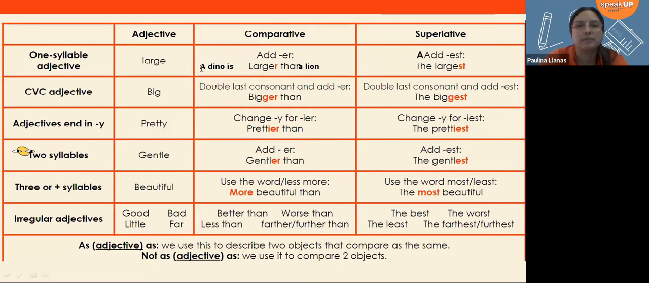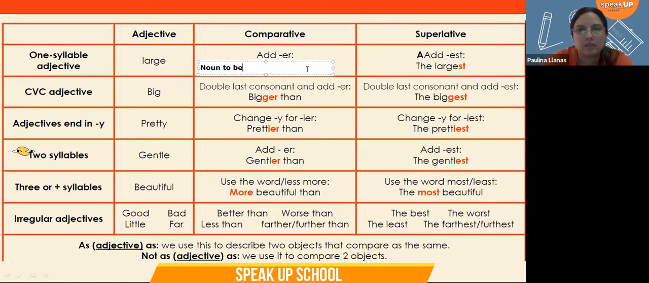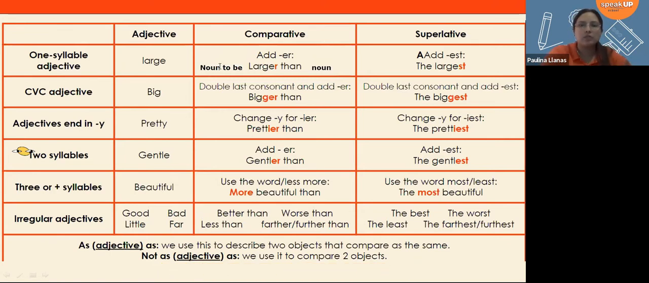Let me write it here. We start with a noun and the verb to be. And then we complete with another noun. That is how we make a comparative sentence: noun, verb to be, comparative, another noun. A dino is larger than a lion.